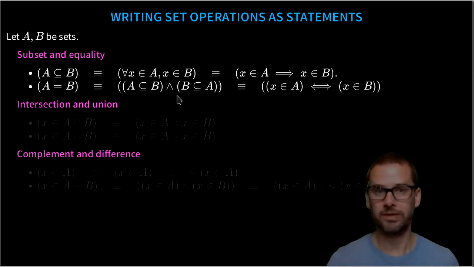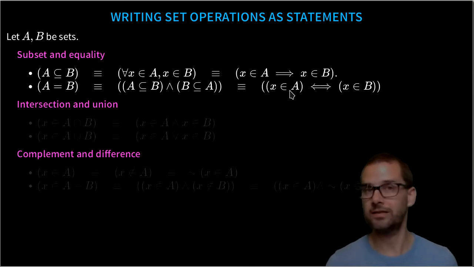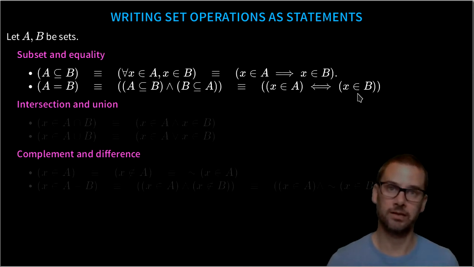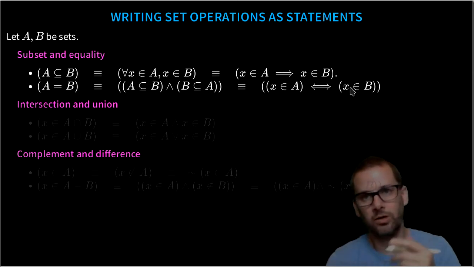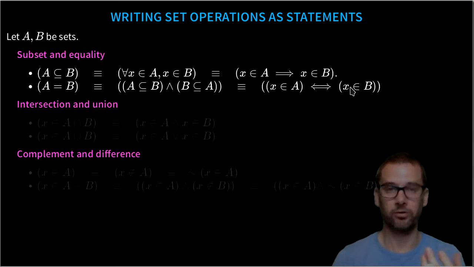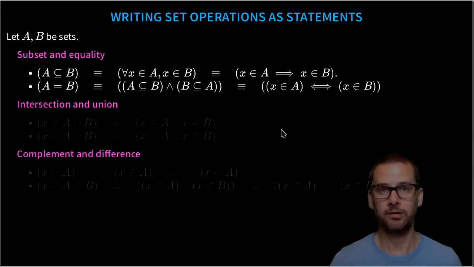A is equal to B is the same as saying A is a subset of B and B is a subset of A, which is the same as saying x is in A if and only if x is in B. And these give us ways to turn statements about sets into proofs using some of the ideas that we came across earlier in the course.